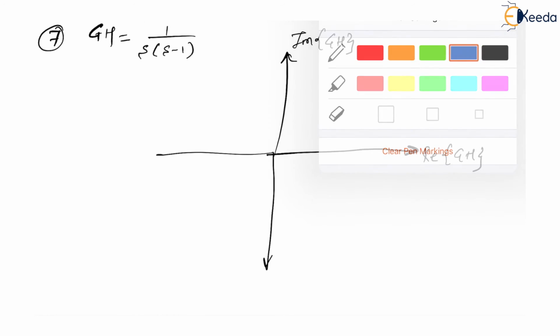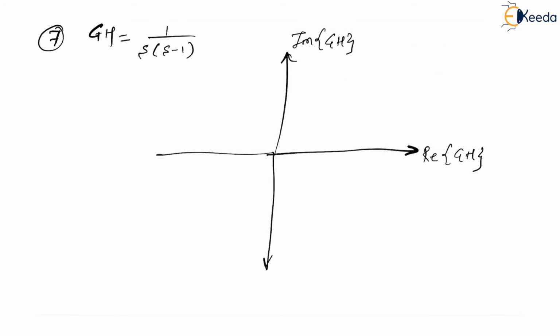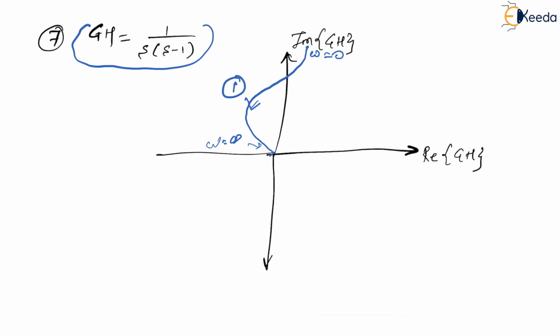Here if you see, again first step is to draw the polar plot. How does it look like? For this particular one, we have done this example previously as well. For this, the polar plot looks like this. Am I right? Yes. So this is the first step, wherein this is omega equal to 0 and this is nothing but omega equal to infinity, right?